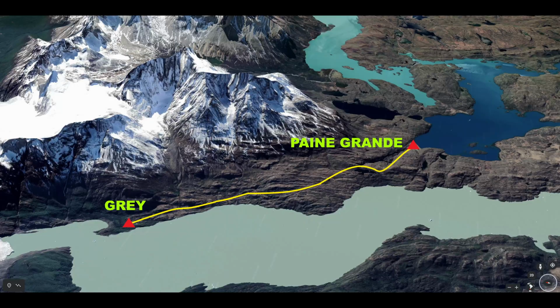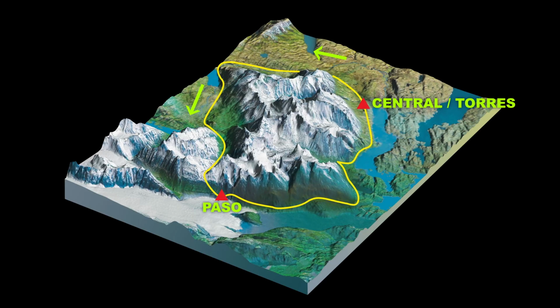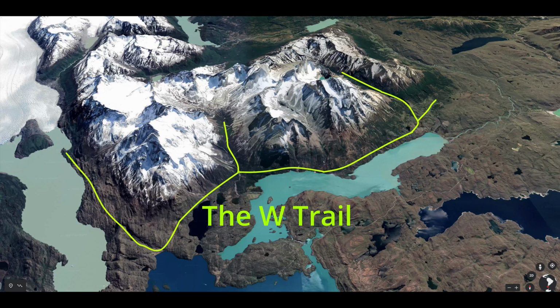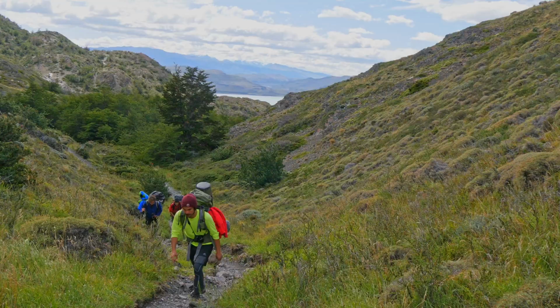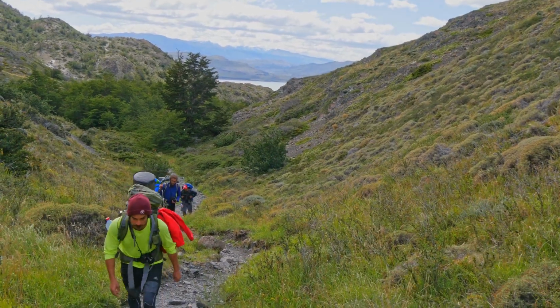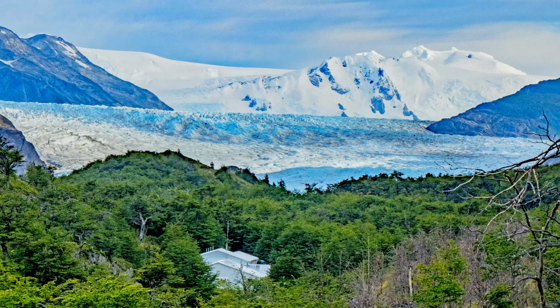The next hike from Gray to Paine Grande has a lot of uphill and downhill sections, but the trail is in good condition. In contrast to the one-directional upper part of the O Trail, the W Trail has a lot of two-way traffic. It is a whole different experience with a great number of hikers, where you frequently have to negotiate the trail with the oncoming hikers heading towards Gray to see the glacier area.